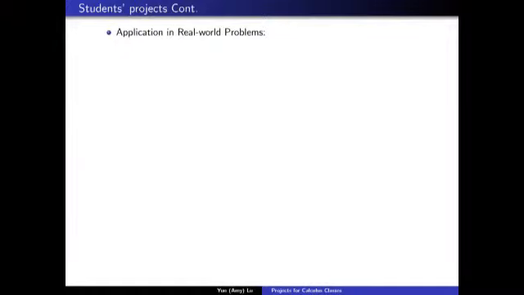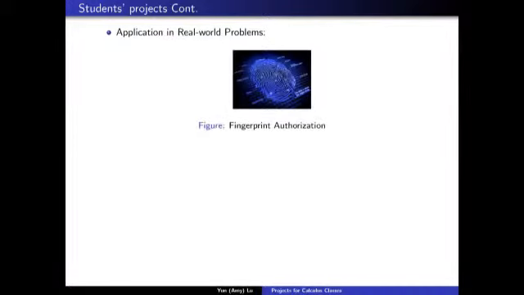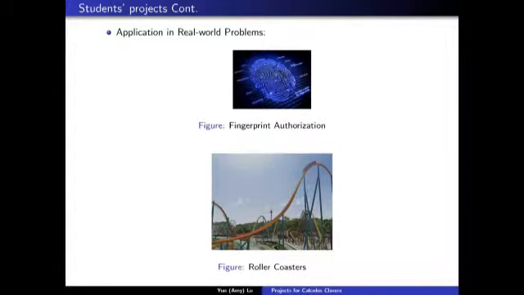And there are some real world problems. So there was one computer science student doing fingerprint authorization, and he actually had this project in the computer science department. He has equipment to read out the fingerprint and to design the sensor to see the arc length and a curve. So it was really interesting to see that.